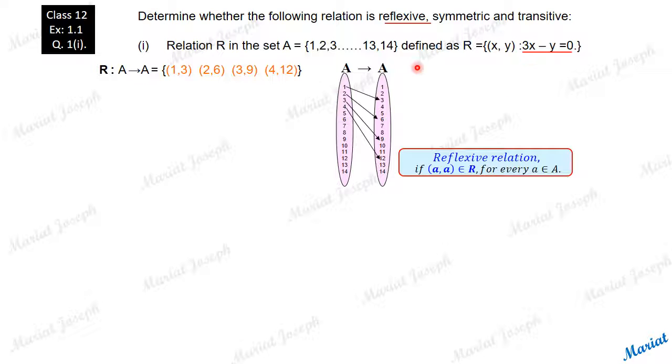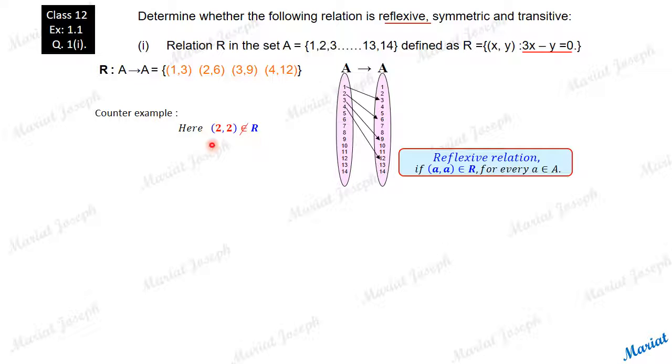Will they belong? Let's go by checking one element. (2, 2). X is 2, Y is 2. 3 into 2 is 6, minus 2. It is not equal to 0. Hence, (2, 2) does not belong to the given relation. That is why we did not include the (2, 2) pair in this relation.